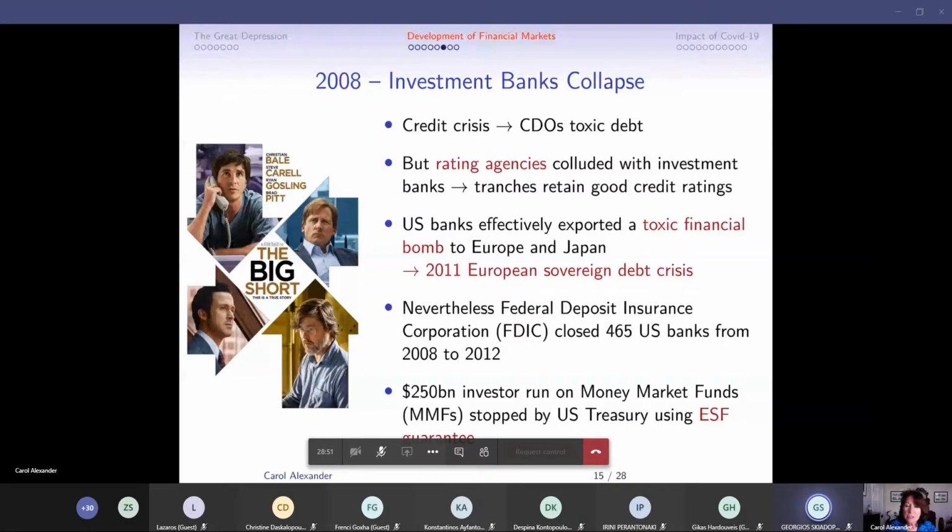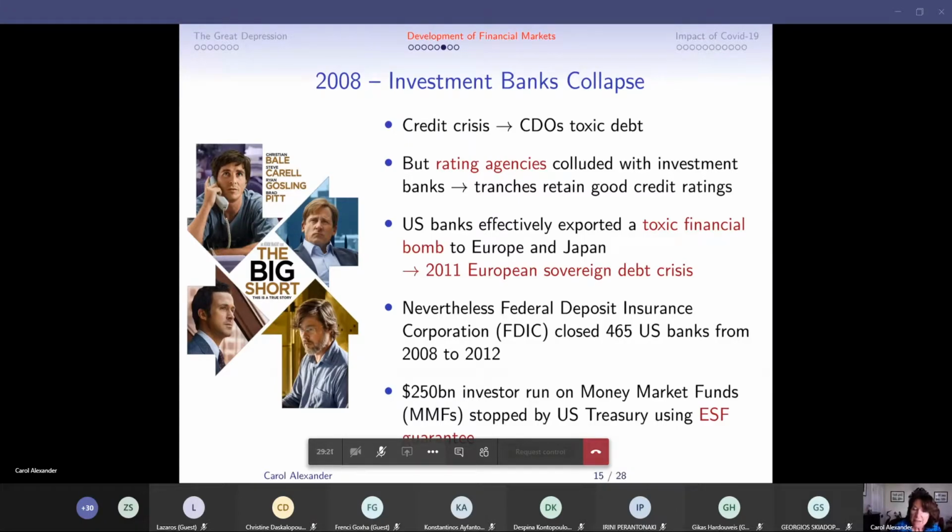Okay. So the story in The Big Short, part of it is very interesting. S&P and Moody's colluded with investment banks to retain the good credit ratings of tranches that were then exported via London, of course, to Europe and Japan. This is the first toxic financial bomb landed on Europe and caused the 2011 European sovereign debt crisis. Nevertheless, in the US, it was still quite a crisis as well.